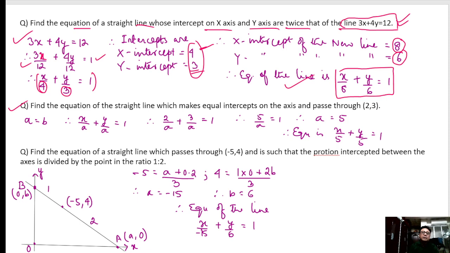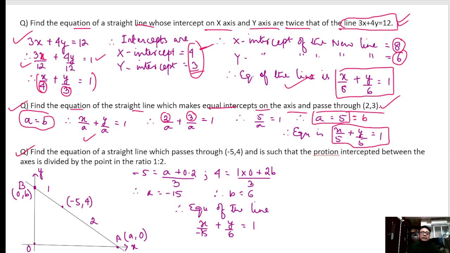Next question. Find the equation of a straight line which makes equal intercepts on the axes and passes through the point (2, 3). So the intercepts are equal. That means I can write the equation like this. Also (2, 3) lies on this line. That means instead of x I can put 2, instead of y I can put 3, and then we calculate and get a. That means a is 5, so b is also 5. That means my intercept equation will be this. This is my intercept equation.